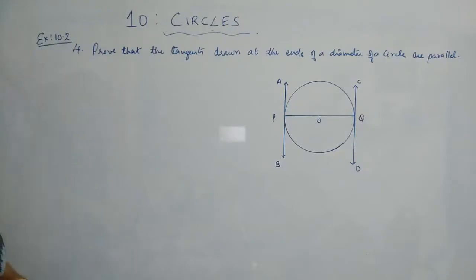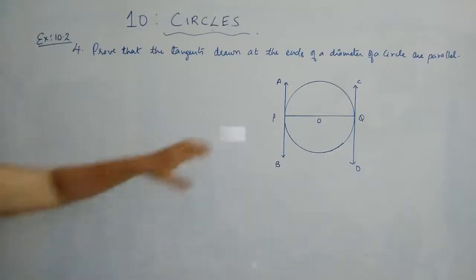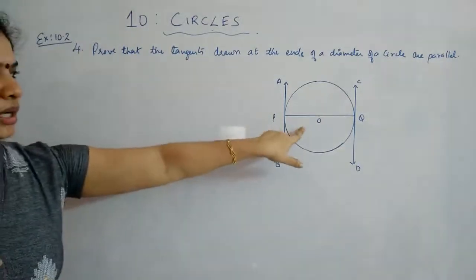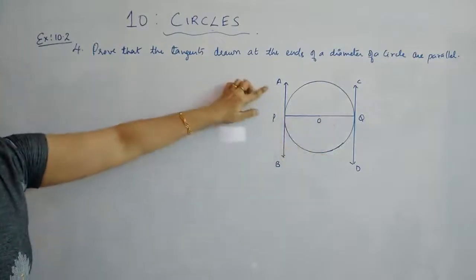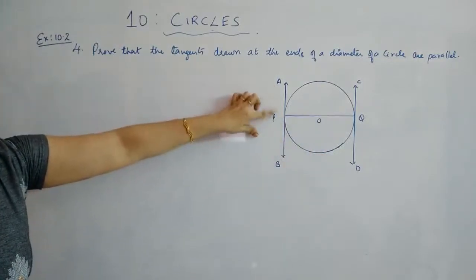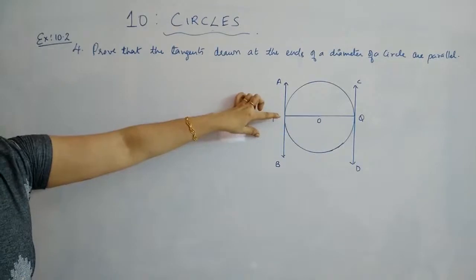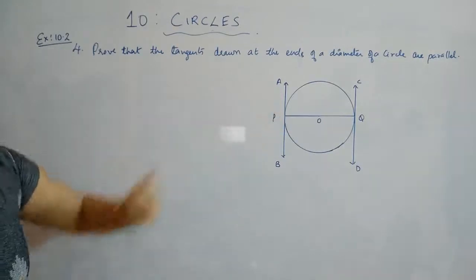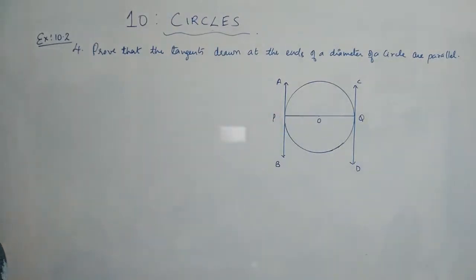Question number 4 is, prove that the tangents drawn at the ends of a diameter of a circle are parallel. So I have taken a circle with center O and PQ is taken as the diameter. We have drawn two tangents from P and Q, touching the circle at P and Q. Let them be AB and CD. So two tangents are AB and CD meeting at P and Q on the circle. Now what we need to prove is AB is parallel to CD.